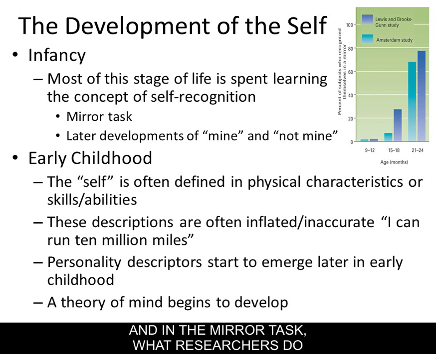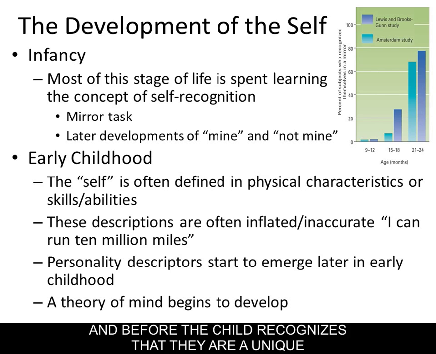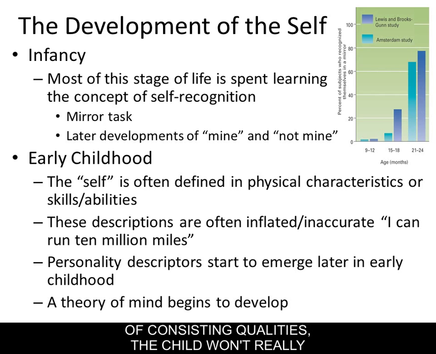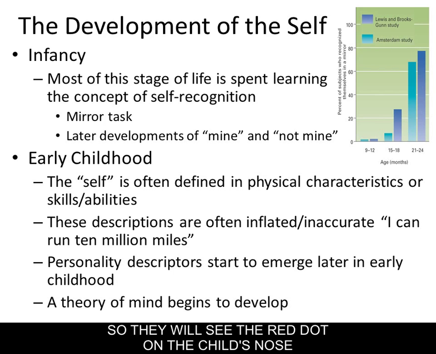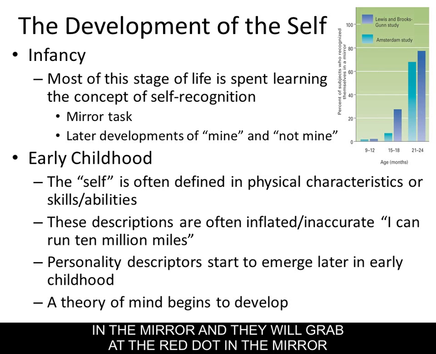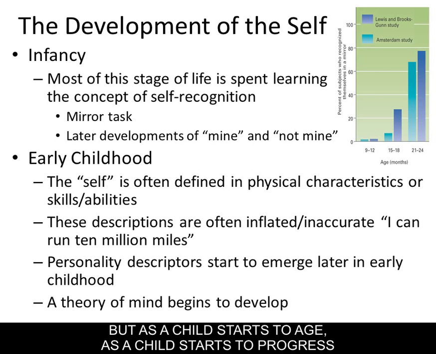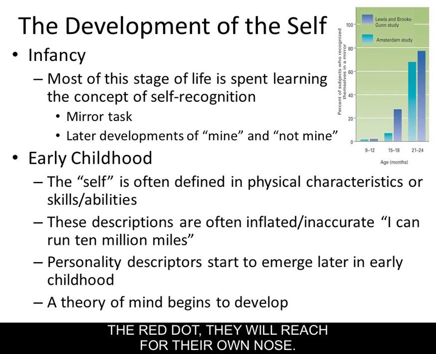And in the mirror task, what researchers do is they place a red dot on the child's nose and place a mirror in front of the child. Before the child recognizes that they are a unique individual with consistent qualities, the child won't really recognize what that red dot signifies. So they'll see the red dot on the child's nose in the mirror, and they'll grab at the red dot in the mirror because they know that's not typical of most people's faces. But as a child starts to age, as the child starts to progress, instead of reaching at the mirror when they see the red dot, they'll reach for their own nose.